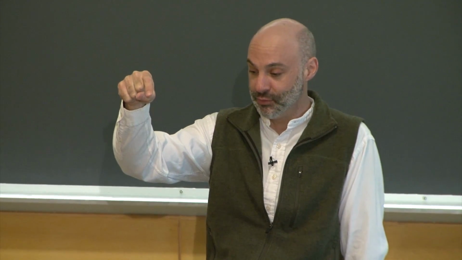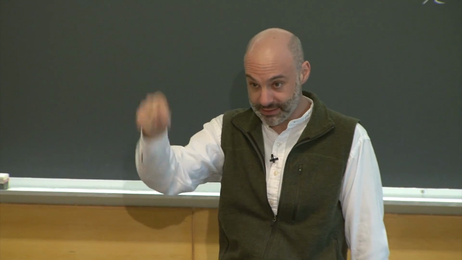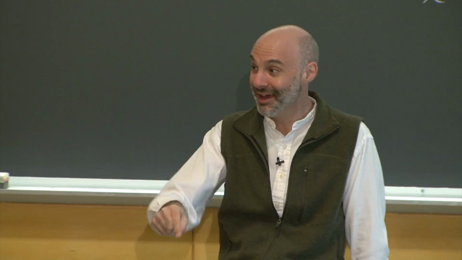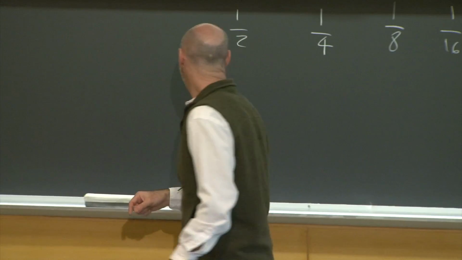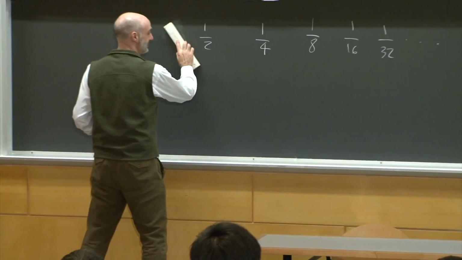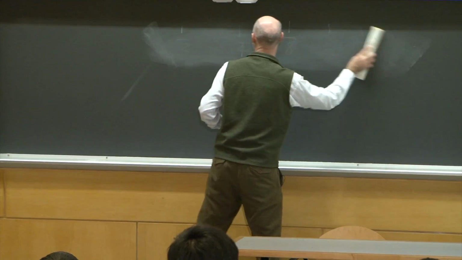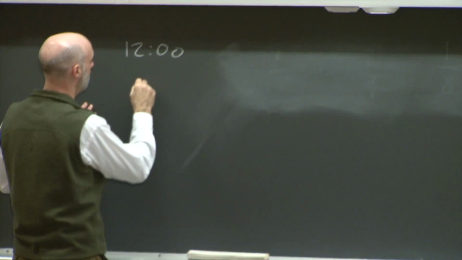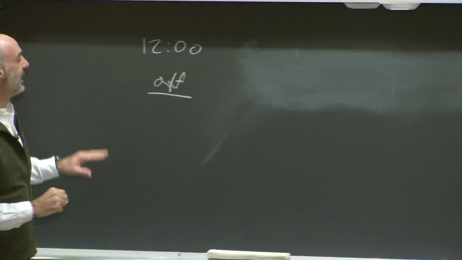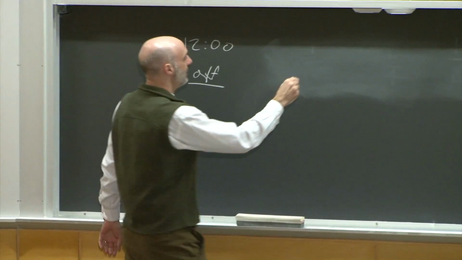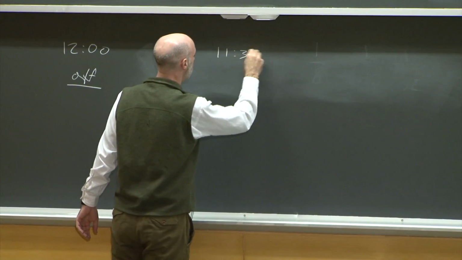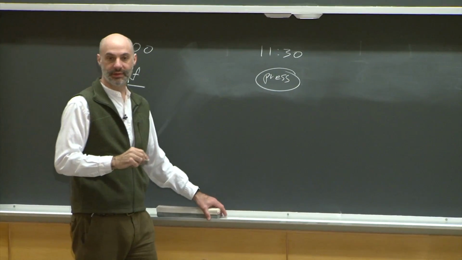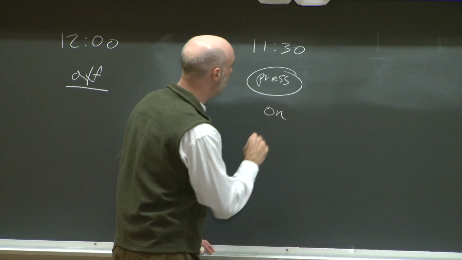If you say it's off, and you push the button once, it goes on. And if you push that same button again, it goes off, and then on and off and so forth. So what we're going to do is create an omega sequence. Say that at noon, our lamp is off. And then at 11:30, we're going to press the button with the result that the lamp is going to be on.